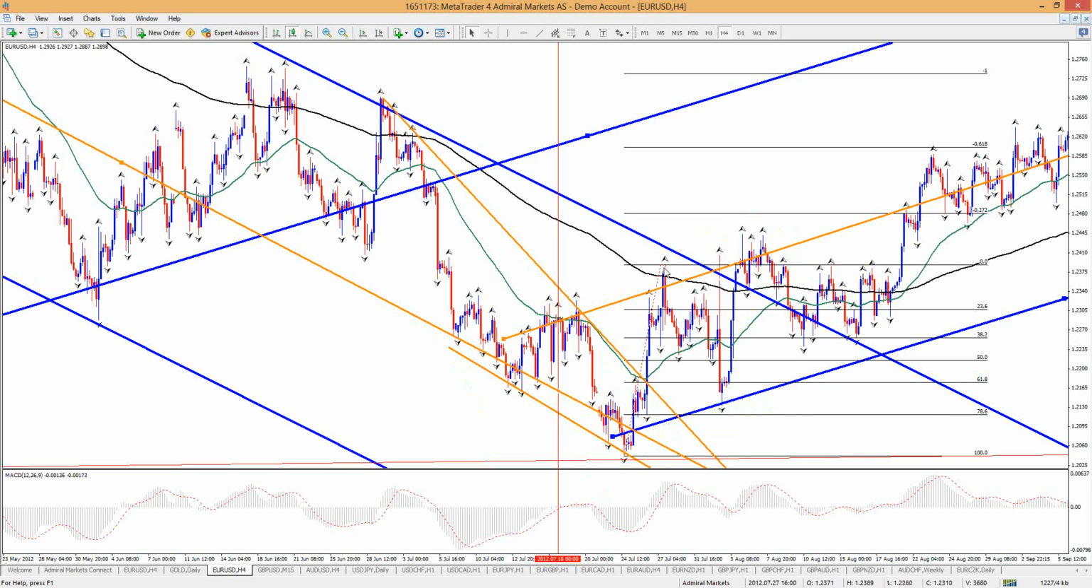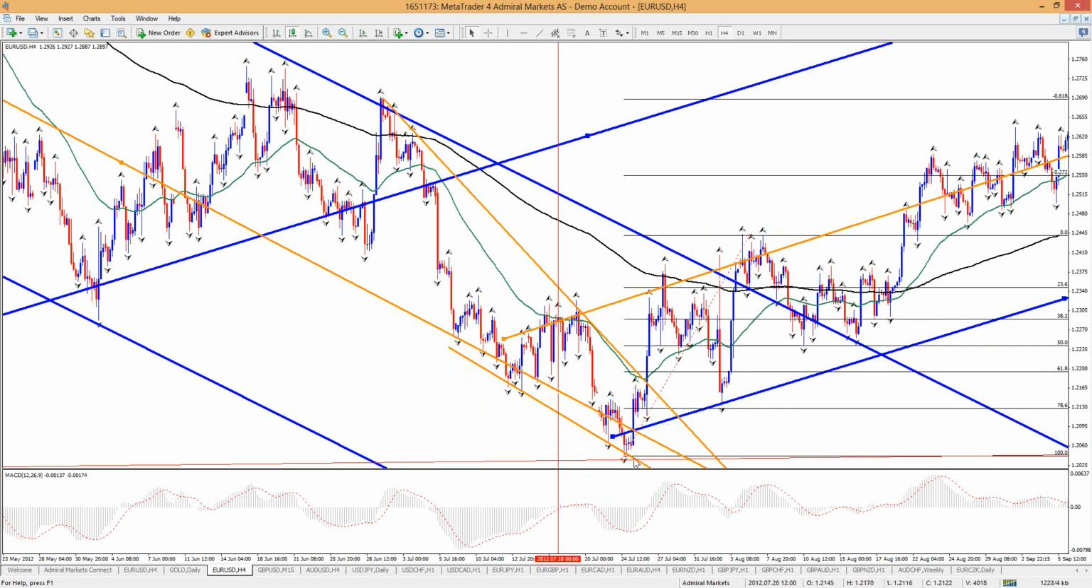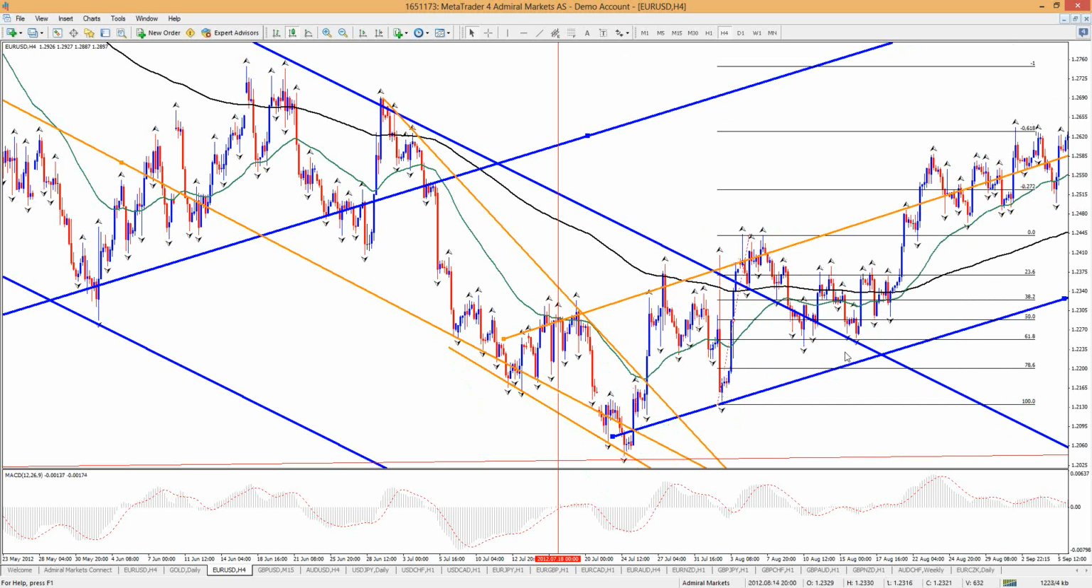We can actually take another setup right here and buy again the 618 fib. Once we break this triangle to the upside, we can move all risk to break even and actually move this trade to these bottoms and protect some profit. And we take profit at the targets. Alrighty? That's the strategy, guys.